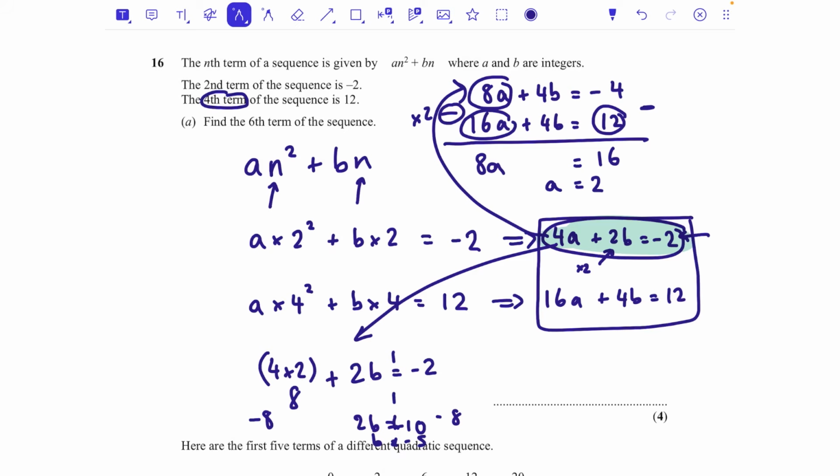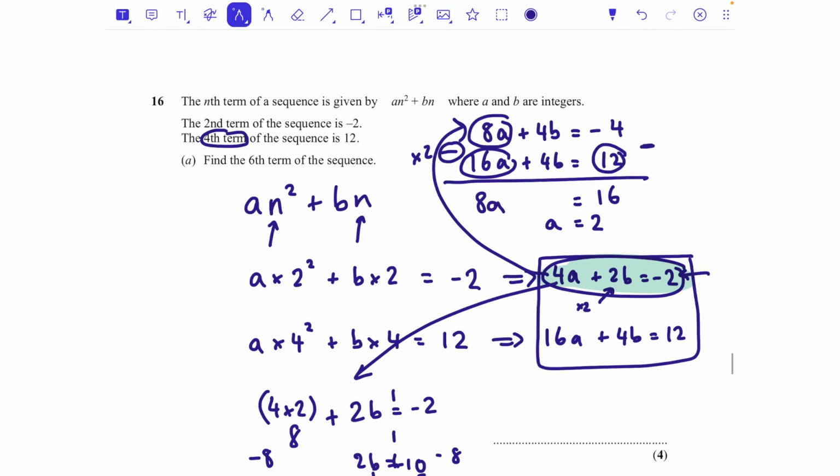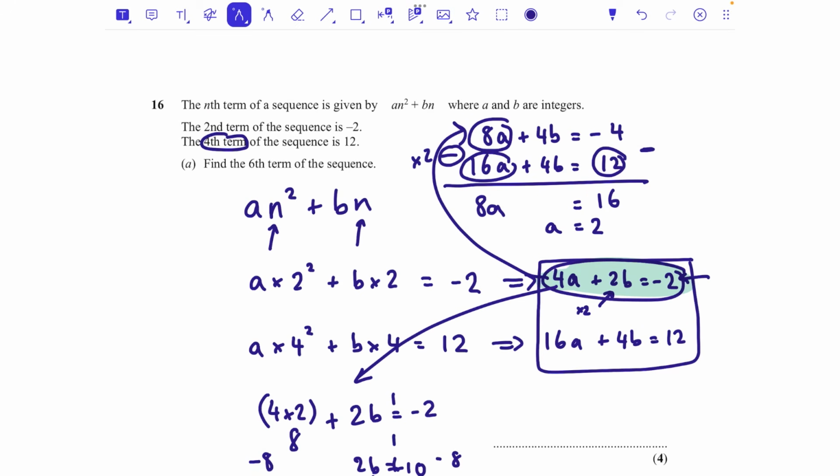So therefore, we know that this sequence is 2n squared minus 5n. That is our nth term. We've got the nth term now. We worked out that a is 2 and we worked out that b is minus 5.